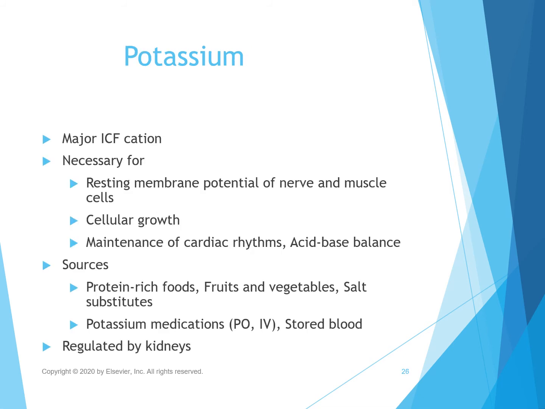Potassium is a very important electrolyte. It is used for resting membrane potential of nerve and muscle cells, so it's very important in the maintenance of cardiac rhythms and acid-base balance, cellular growth. Some of the sources here are protein-rich foods, fruits and vegetables, salt substitutes.